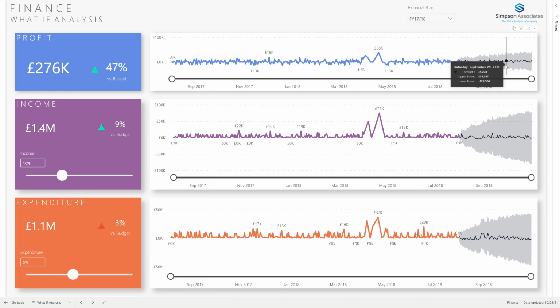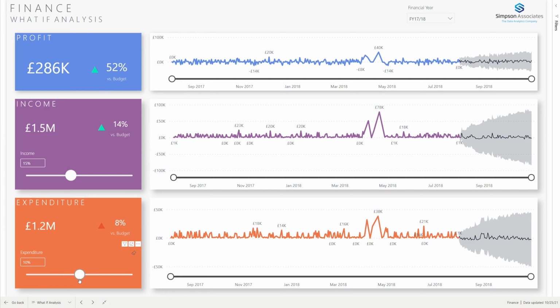And how we want users to interact with this screen is through these sliders on the left-hand side. So over here, we can see we've got 10% and 5% on income and expenditure. And then with these little sliders, we can adjust the multiplier to income and expenditure. So we can say in one particular financial year, income is going to increase by 15%. And if we think income is going to increase by 15%, then what kind of expenditure can we afford while maintaining a healthy profit?